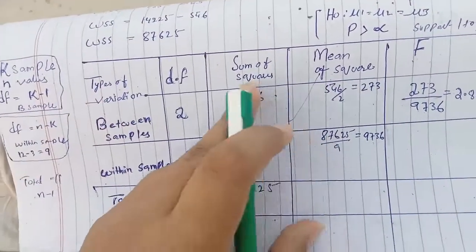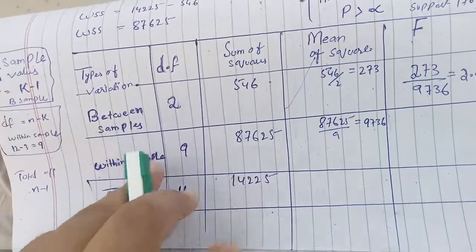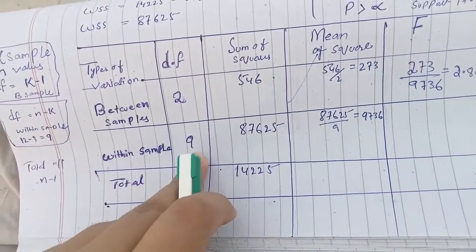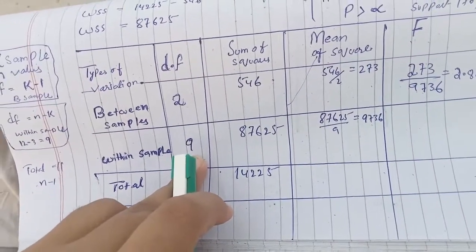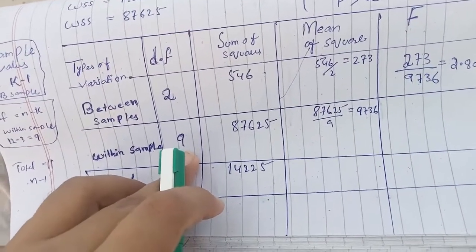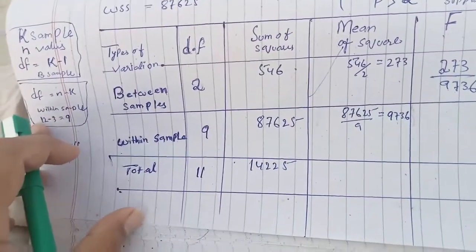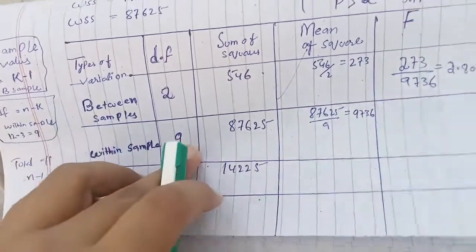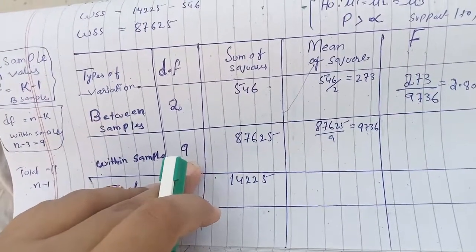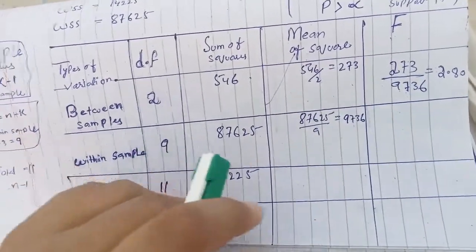Now we'll find the degree of freedom of the sum of squares within a sample. How will we find this? How many values are in the samples? There were 12 values in total. How many samples are there? There are 3 samples. If we do 12 total values minus 3 total samples, we calculate 9, right? Similarly, the total degree of freedom is 11, right?